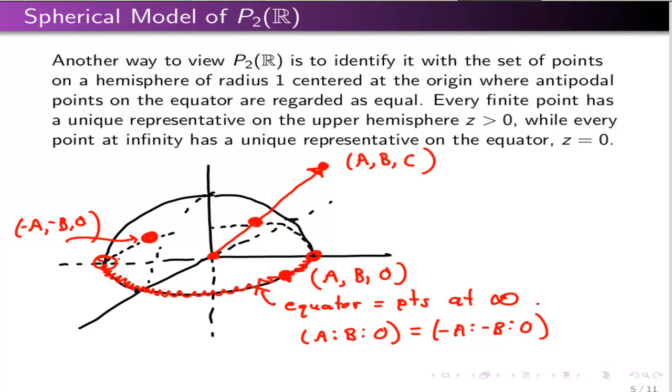Okay, and the finite points are all the points on the upper hemisphere. So that's a nice way to think of it. So every finite point has a unique representative on the upper hemisphere, while every point at infinity has a unique representative on the equator.